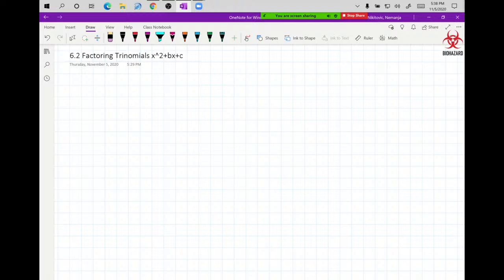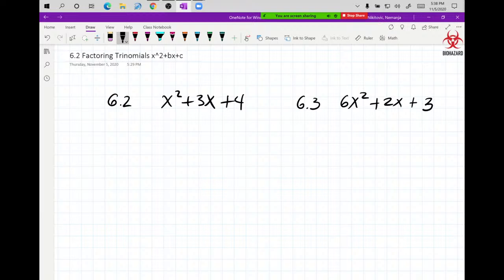We are talking about factoring of trinomials, which is section 6.2, and we are dealing with a special type of trinomials which have an x squared term with a coefficient of 1. So 6.2 would look like this, and 6.3 would look like this. We are focusing on the ones where the front coefficient is 1. We don't write it, so it's just x squared.